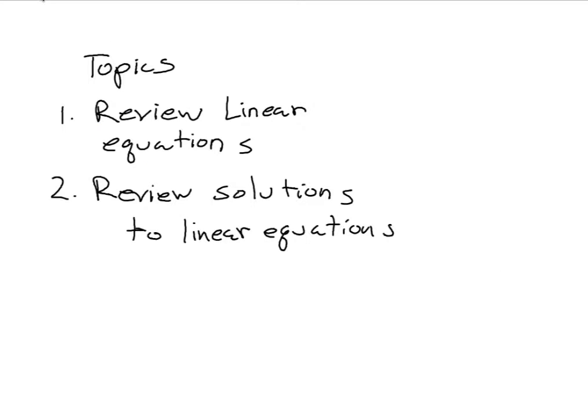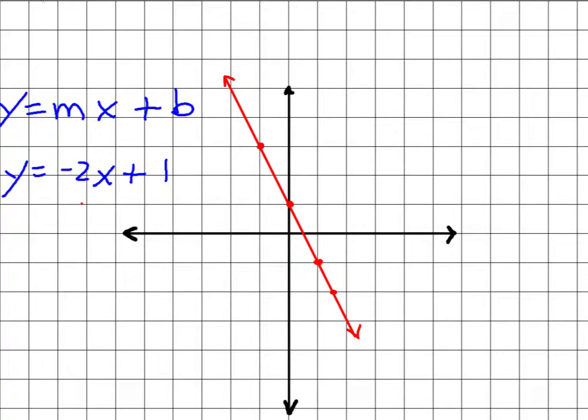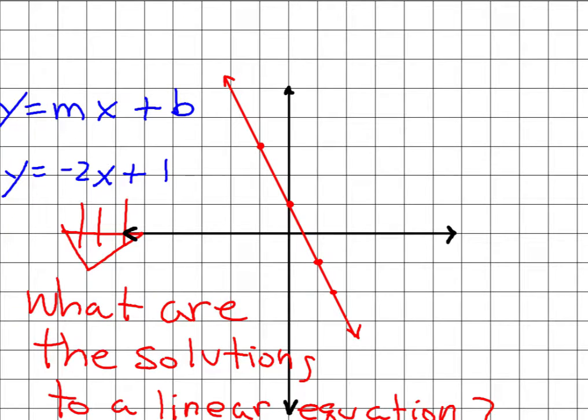Now, the next topic is reviewing what the solutions to linear equations are. So in a linear equation like this one, all of the points shown here are solutions to the linear equation. That means if you take the xy coordinates from any of these points and plug them in for x and y here, you will get a true statement. You will find that they do indeed add up so that y equals negative 2 times the x coordinate plus 1. In fact, any point on that line is a solution to the equation.